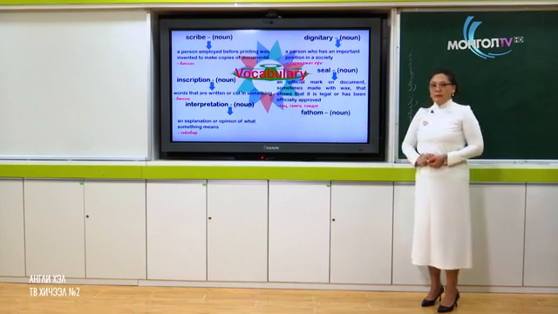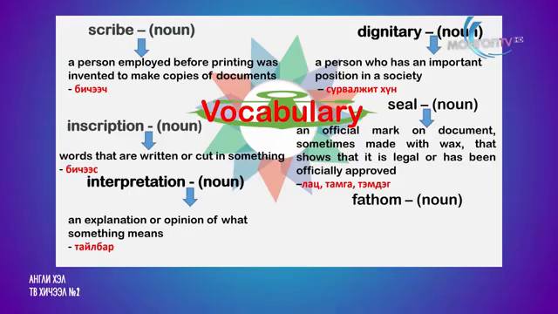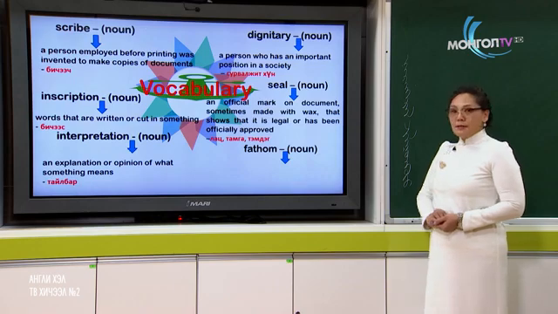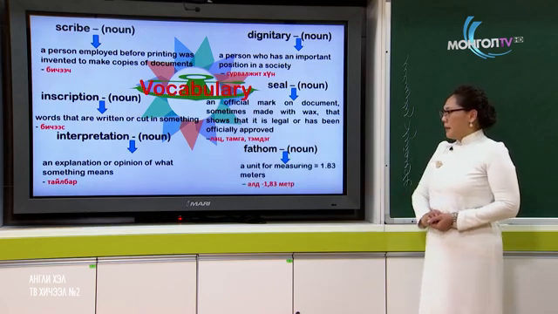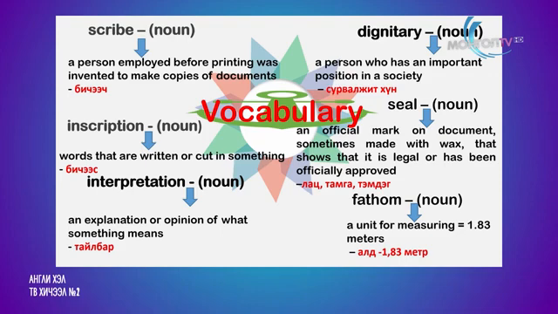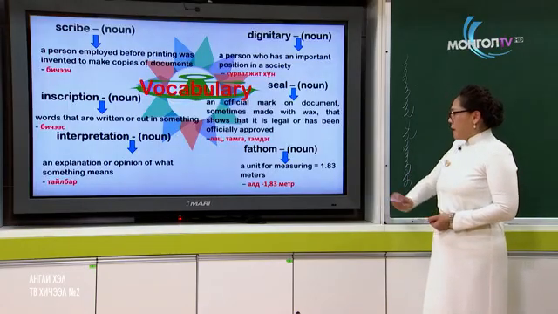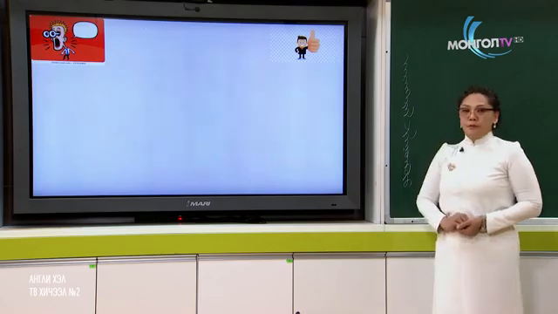The next word is fathom. Fathom. Say that word carefully: fathom. This is a noun. Do you know what this word means? It's a measurement, a unit for measuring. It equals 1.83 meters. It is a Mongolian measure. Now you know some of the words given in the text.